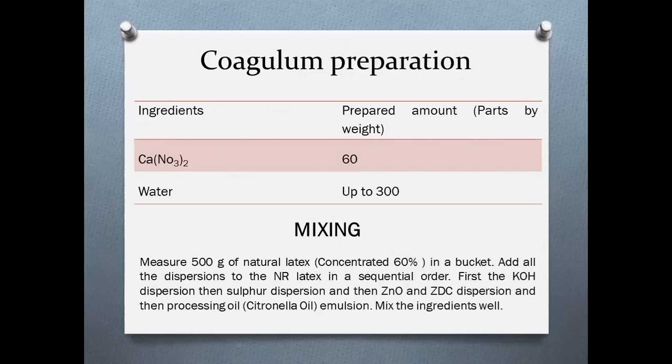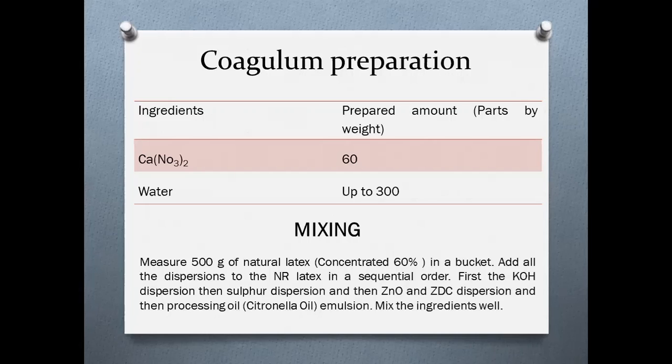That means you have to add ammonia there. The concentration should be 60% concentrated natural rubber latex. You have to take 500 grams there in a bucket, and then you have to add the above prepared different dispersions into the latex in a sequential order.